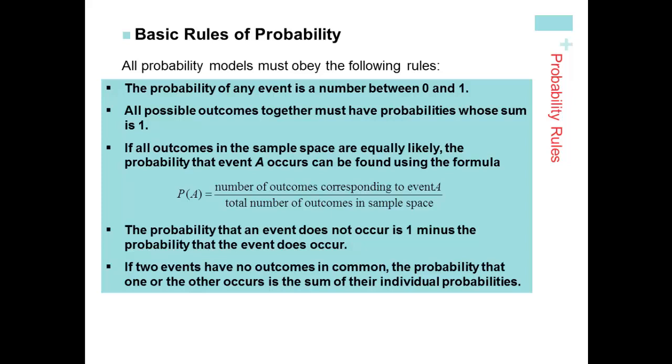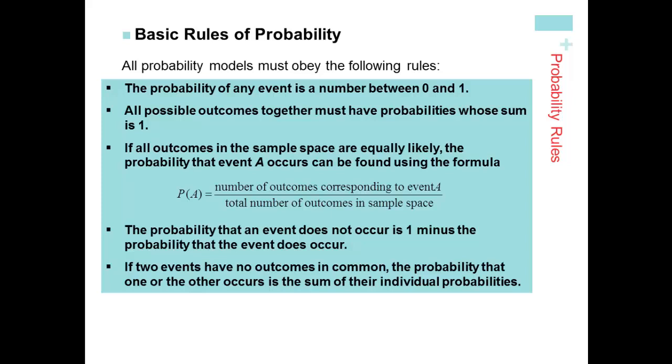Not all probability models have all outcomes equally likely, so this is a limited formula. Number 4, the probability that an event does not occur is 1 minus the probability that the event does occur, and that is called a complement. Two complements must add up to 1.